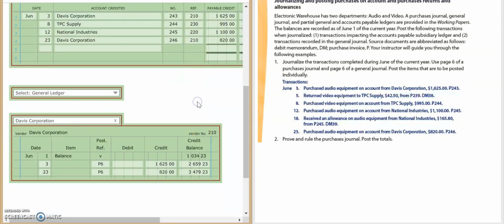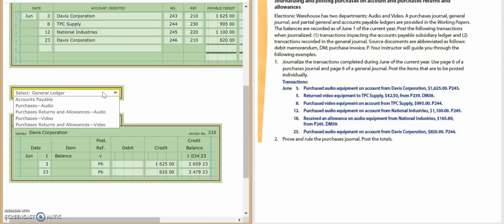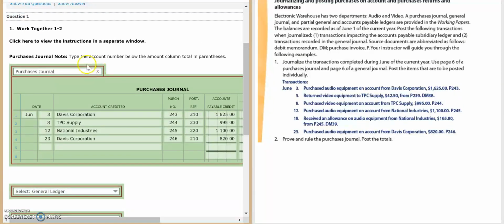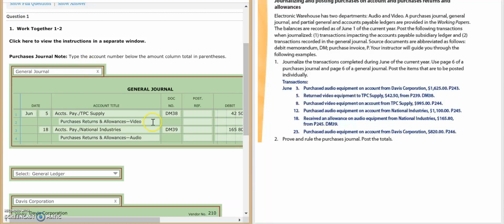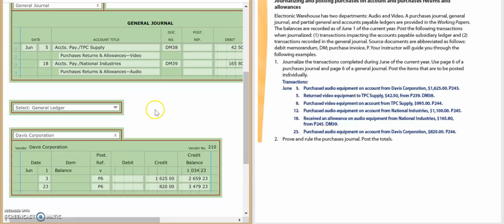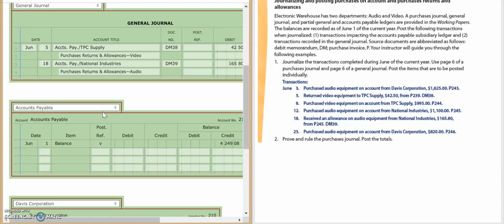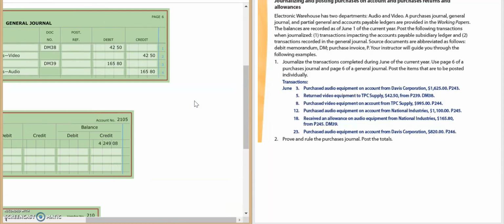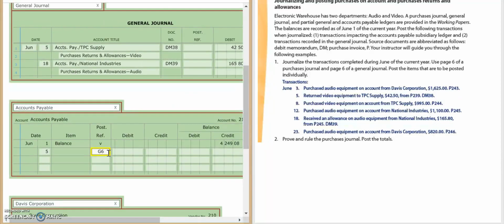The other thing that we need to do is make sure that we post individually from our general journal. So we need to open up our general journal here. And this time we're posting to accounts payable and to TPC supply. So when we open up our accounts payable, we're going to put the 5th here. And our post reference is coming from G, is it 6? I can't remember. Yes, it is. So G6. And accounts payable is getting a debit of $42.50.